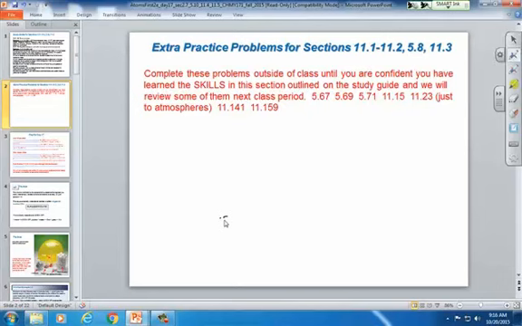Work example 5.16, practice problem A. The second part of that asks what the molecular formula is if the molar mass is 90 grams per mole.